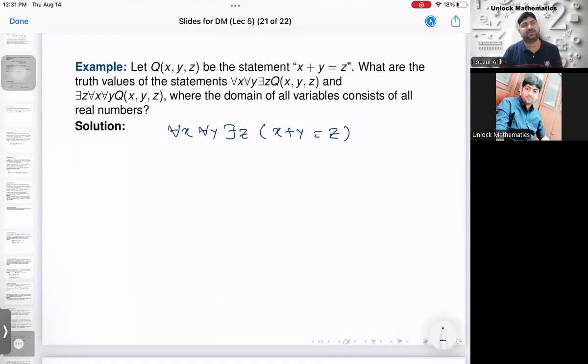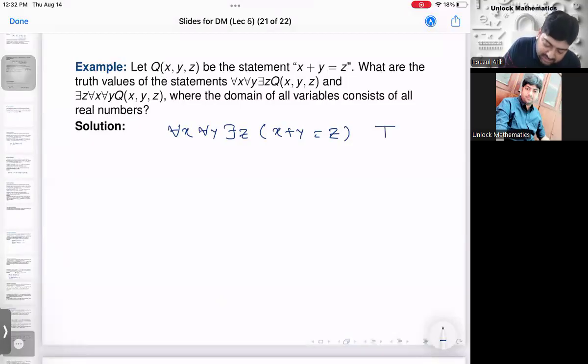Yes, it is true. So take any two real numbers, maybe 5 and 7. So there exists a real number which is 12 such that 5 plus 7 is equal to 12. Yes, this is true. For any two real numbers, there is a real number which is their sum. Therefore, this is true.